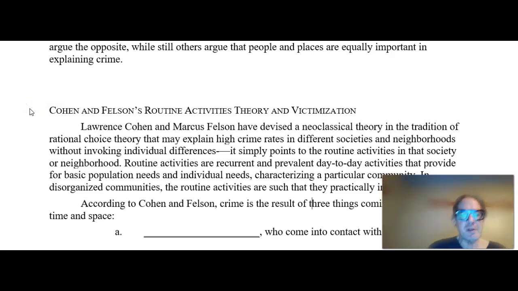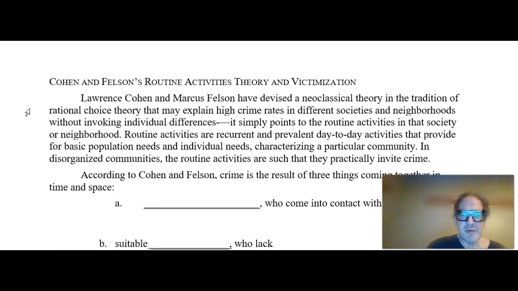The last theory in this lecture is routine activities theory. This was devised by Cohen and Felson back in the 1970s. This is what we might call a neoclassical theory in the sense that it derives from rational choice assumptions. It assumes that offenders are rational actors. They are calculating costs and benefits before deciding to engage in crime or not.